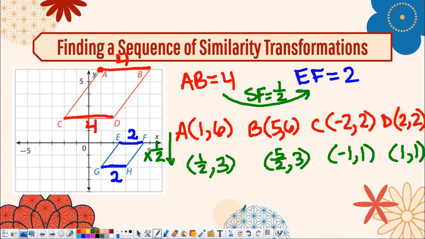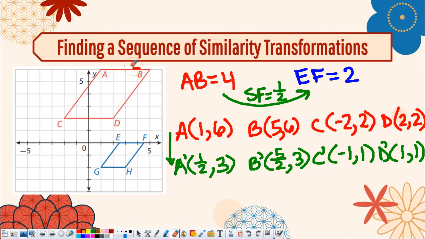Good. Then from here, you are going to have to take all of these, which now become your A prime, B prime, C prime, and D prime, and plot it here so you can see what's happening. I'm going to actually erase this so I can plot it for you. So we're at the green part. All we did was dilate. (1/2, 3) is right here. Then we got 5/2, which is 2.5, comma 3.